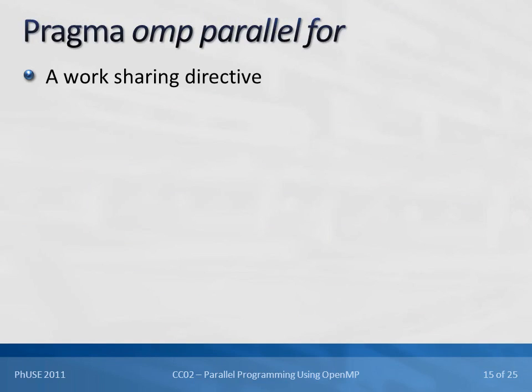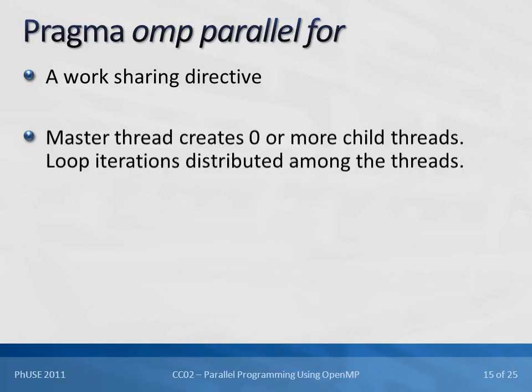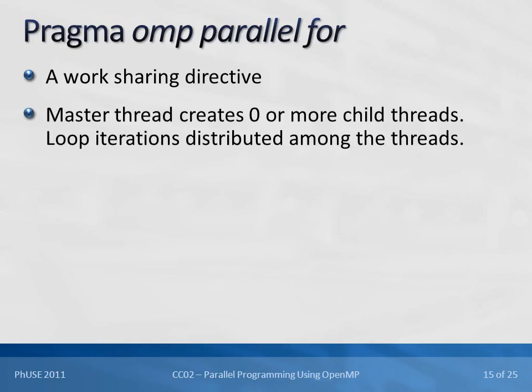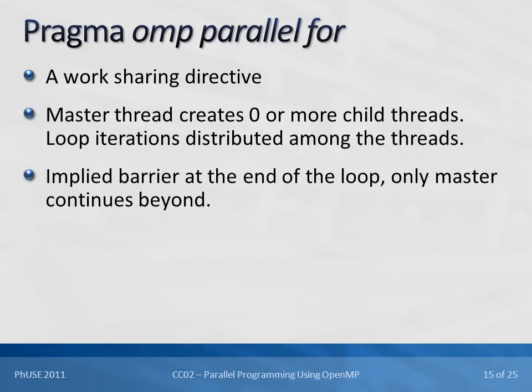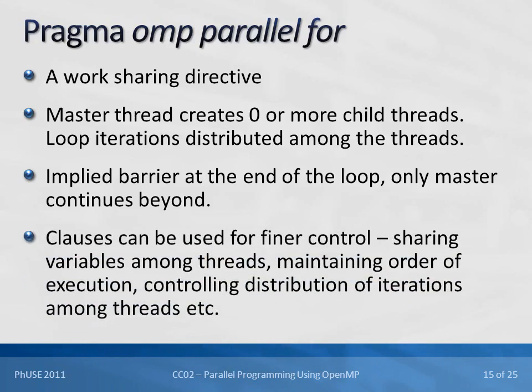As we saw, the master thread creates the child threads, and there is an implied barrier at the end of the for loop, which means that all threads must wait at this barrier for other threads to finish their work, and only the master thread can continue beyond the barrier. You can modify the behavior of your threads, or how they are created and how the work is shared among them, using some clauses or options that are available with this compiler directive.